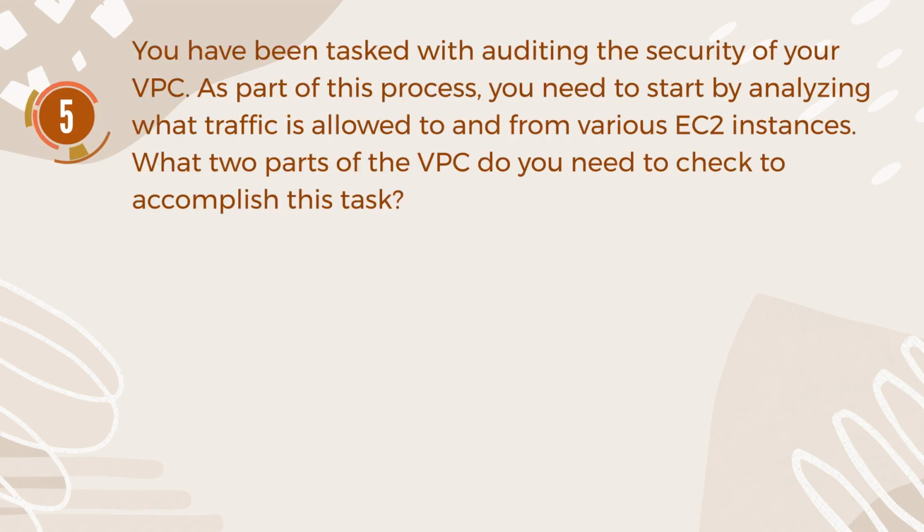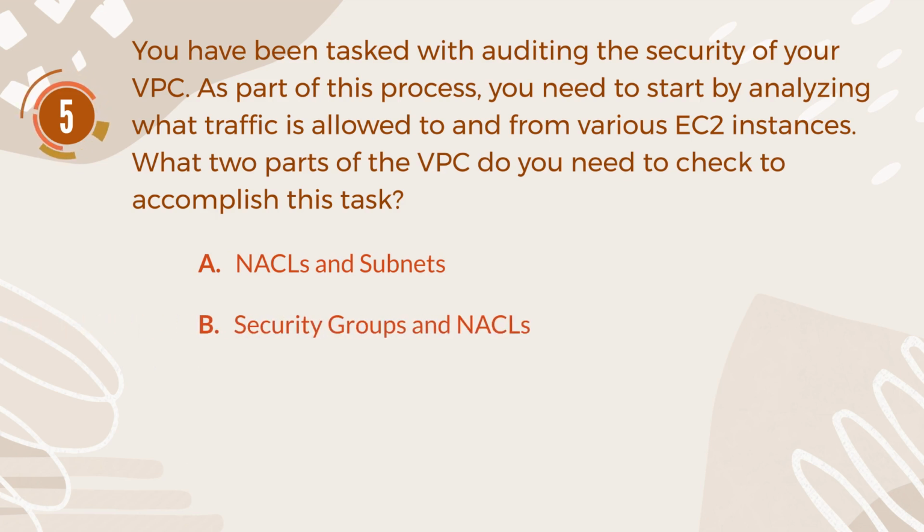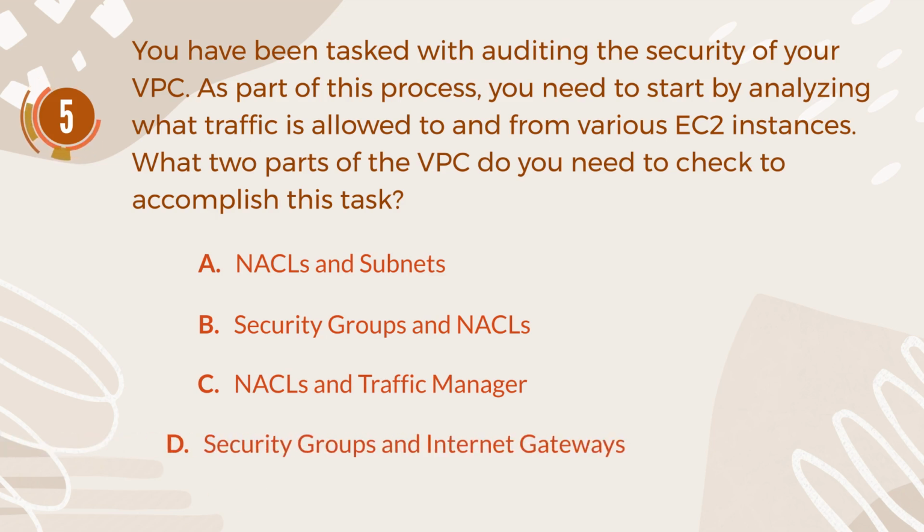Number 5. You have been tasked with auditing the security of your VPC. As part of this process, you need to start by analyzing what traffic is allowed to and from various EC2 instances. What two parts of the VPC do you need to check to accomplish this task? A. NACLs and subnets. B. Security groups and NACLs. C. NACLs and traffic manager. D. Security groups and internet gateways.